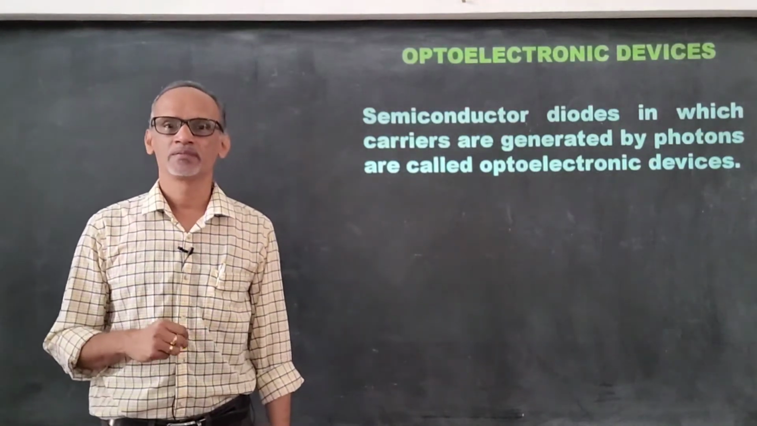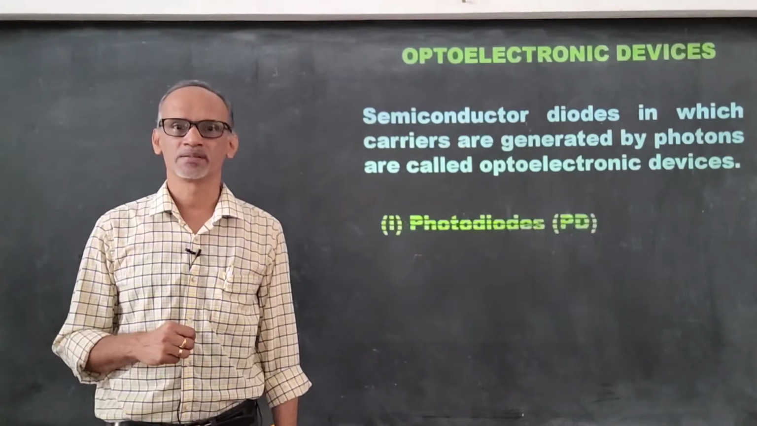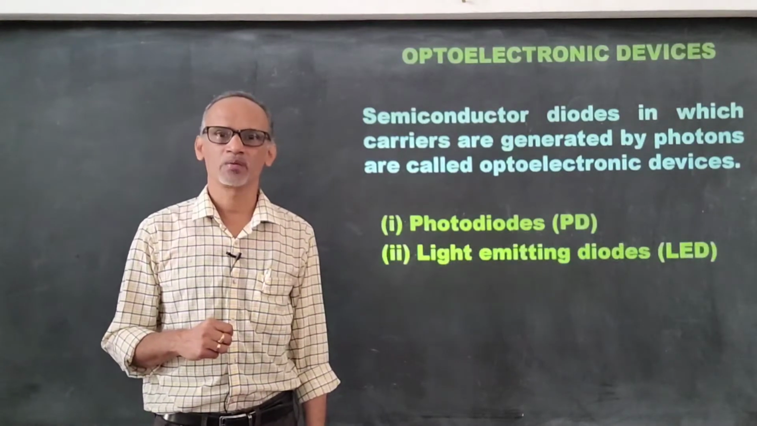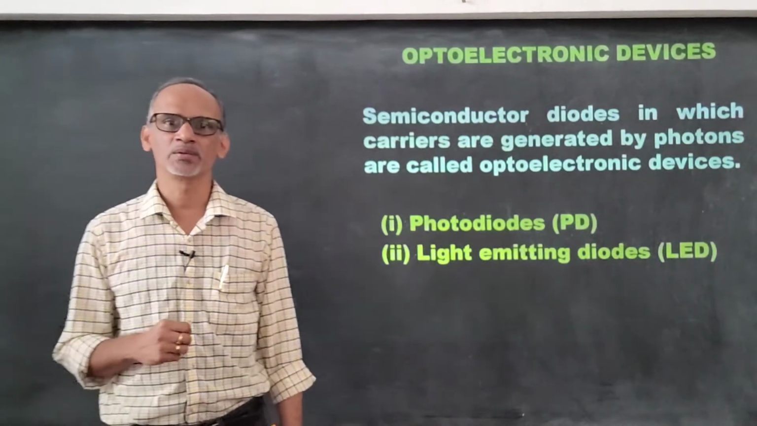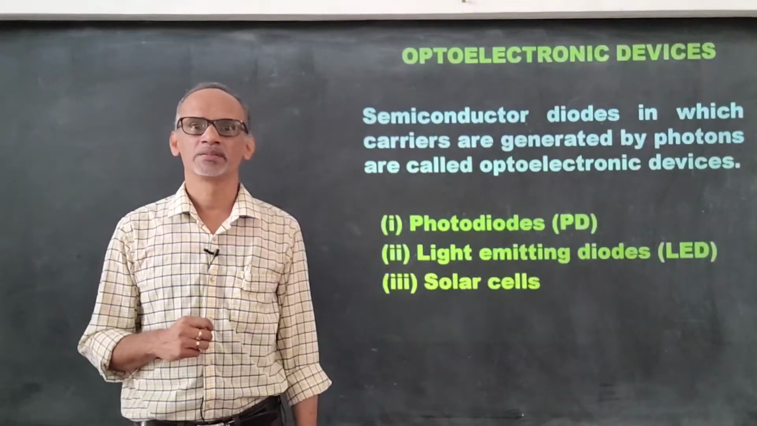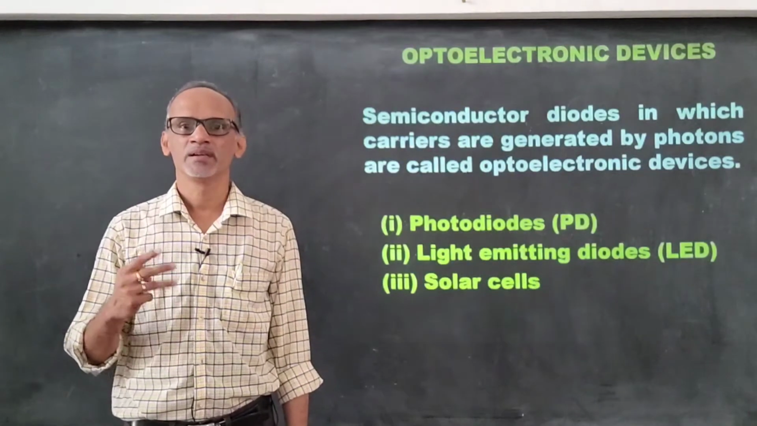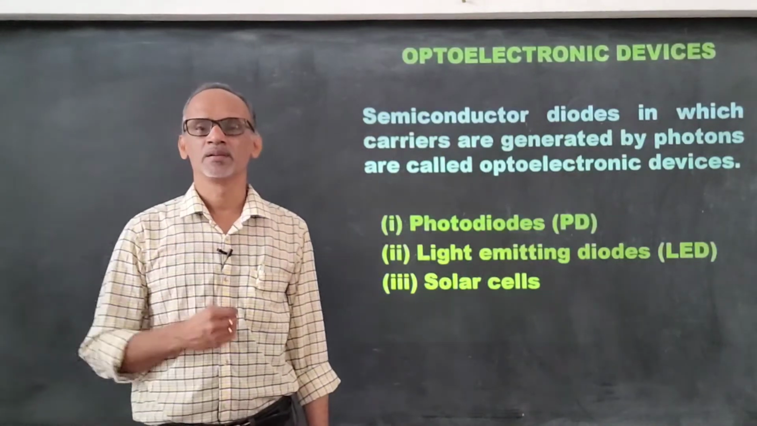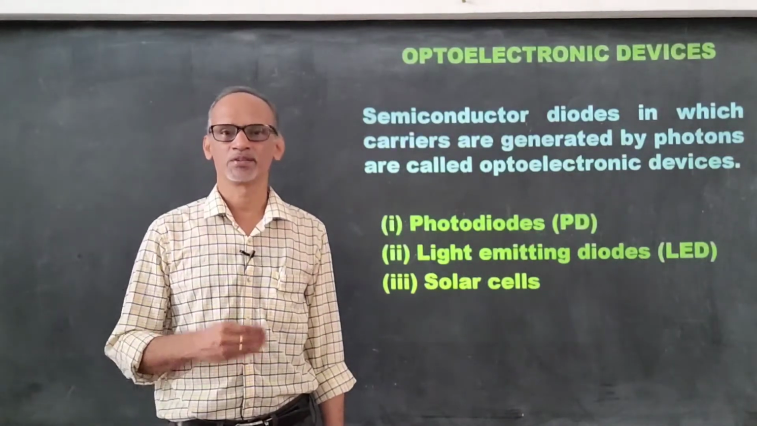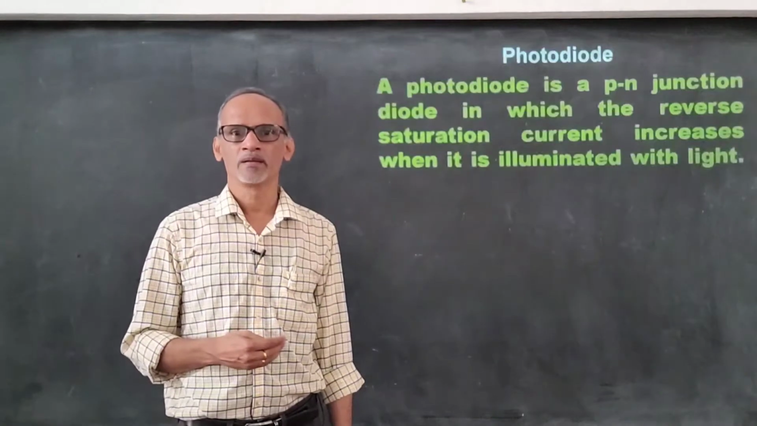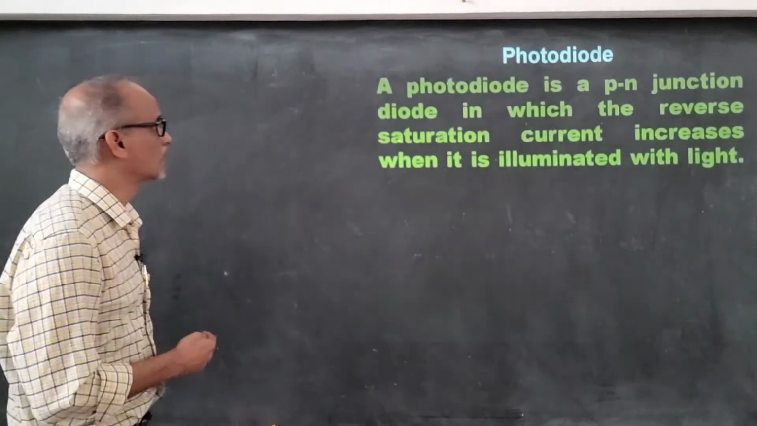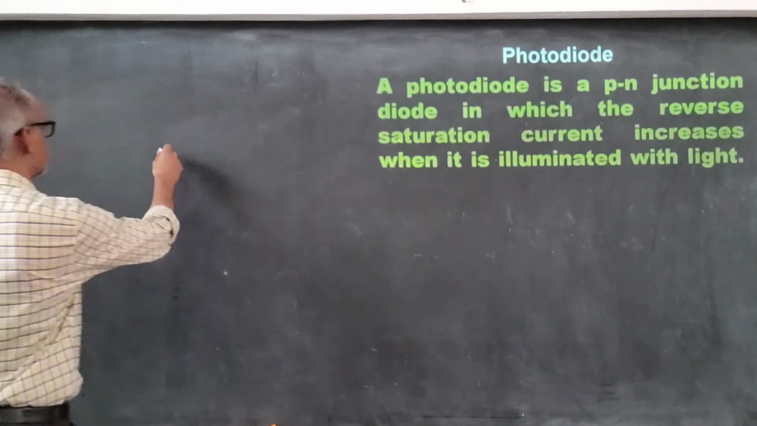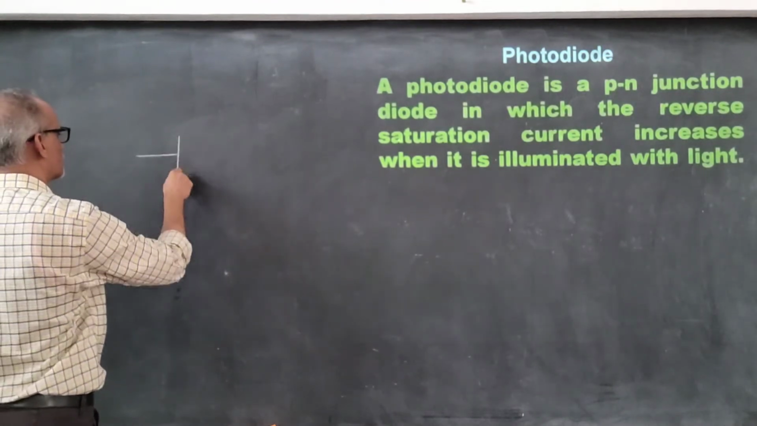There are three types of optoelectronic devices. The first one is the photodiode, the second one is the light emitting diode, and the third one is the solar cell. So these are the three optoelectronic devices which are used for certain applications. Let's see the different devices one by one. I'm going to start with the photodiode.